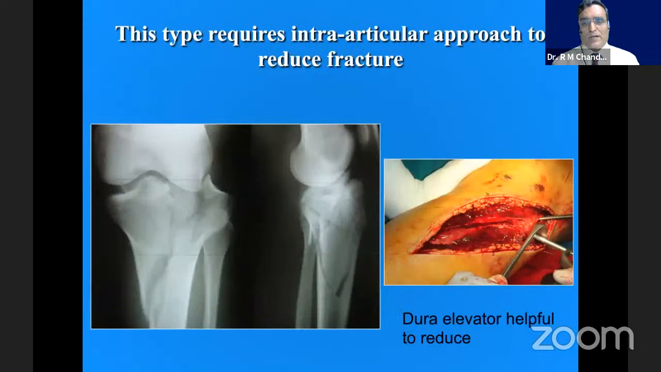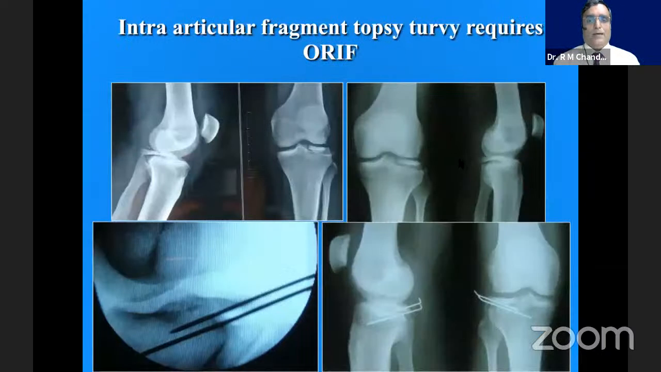With raft screws and plate, you can really elevate and fix that very nicely. This typical fracture, if you pull it, doesn't reduce well into position. So dura elevator, small arthrotomy, and getting that flip back into the joint helps. This is an interesting topsy-turvy fragment.